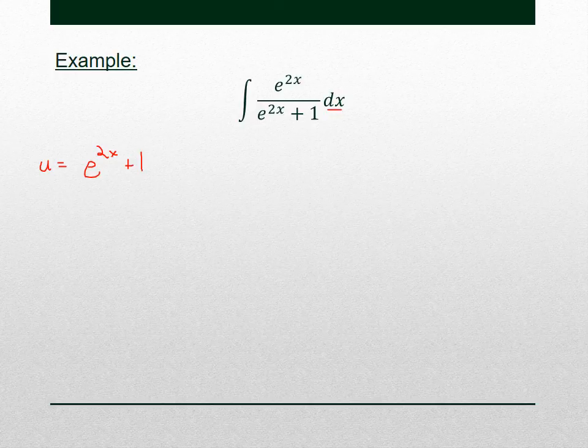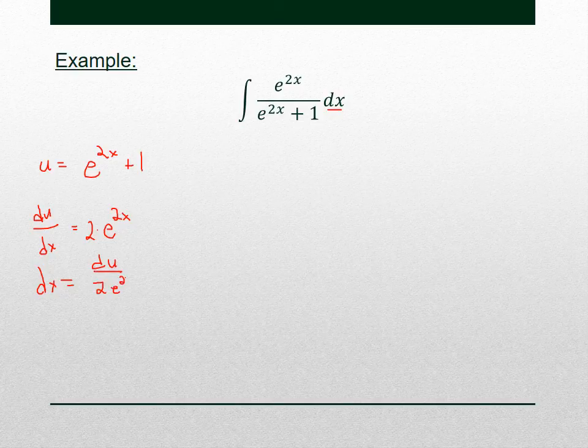And then we want to find dx, so we'll take the derivative with respect to x. You get du/dx on the left. On the right, what do you get? Well, you get e to the 2x times 2 plus 0. So solving for dx, you get dx is du over 2e to the 2x.